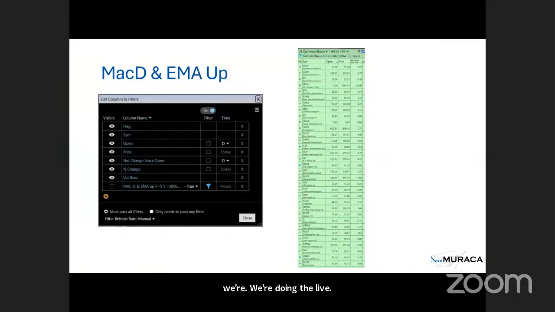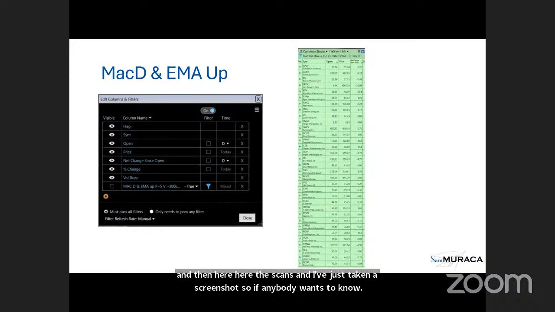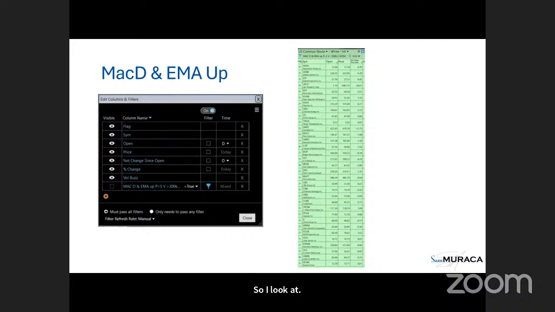And then here are the scans, and I've just taken a screenshot, so if anybody wants to know. I look at a scan that has MACD and the exponential moving average moving up. And if I want to look at those stocks, there's some pre-filters on all my stuff. I'm looking at, I think, price over $5 and average volume over 300K. So that's not defaulted, but I've added those to most of my scans.